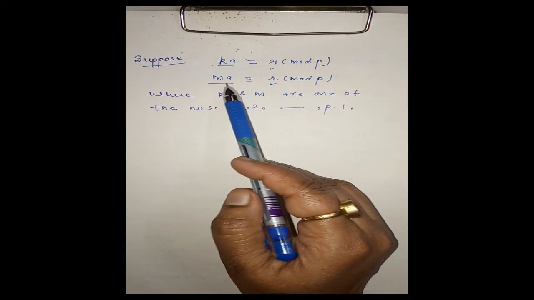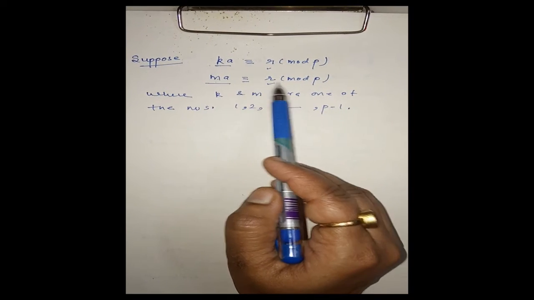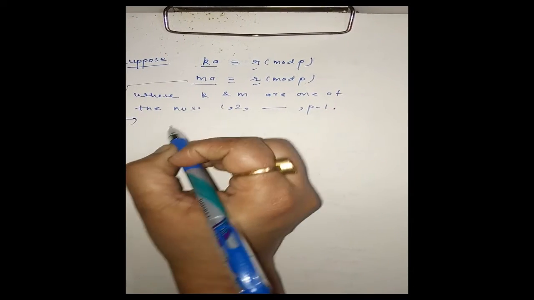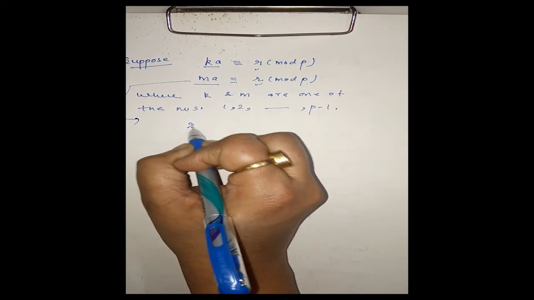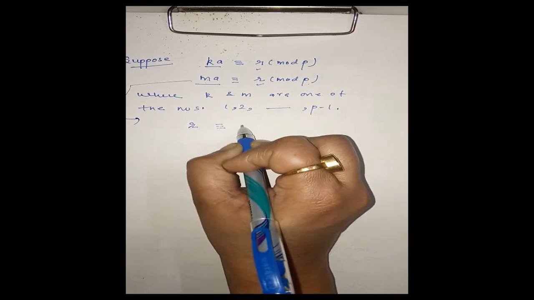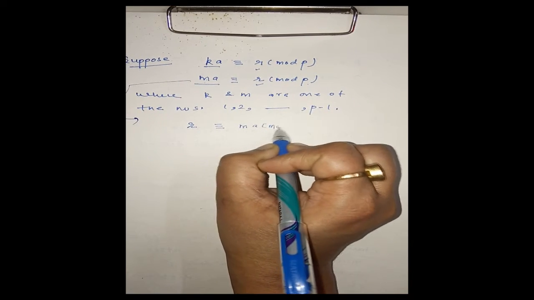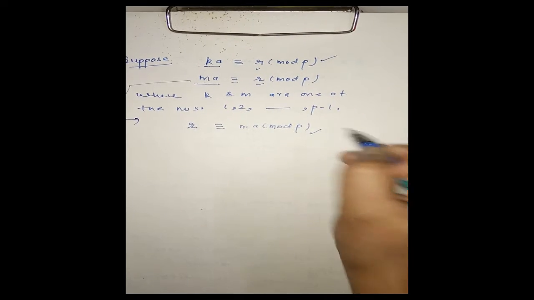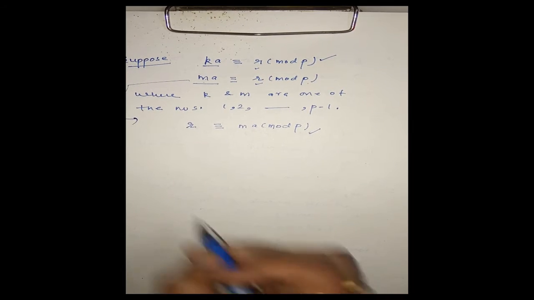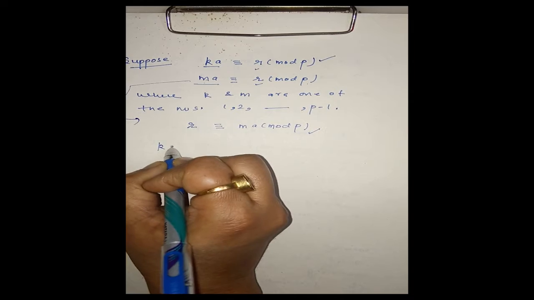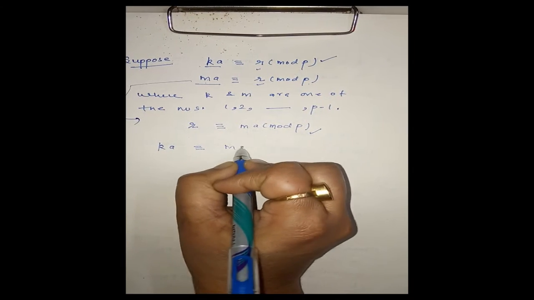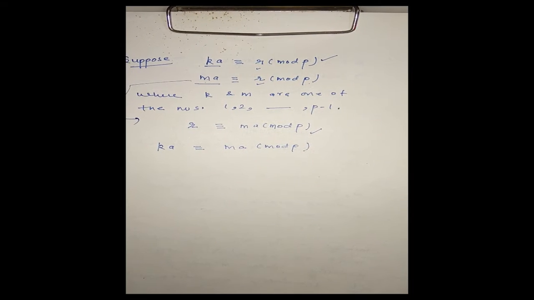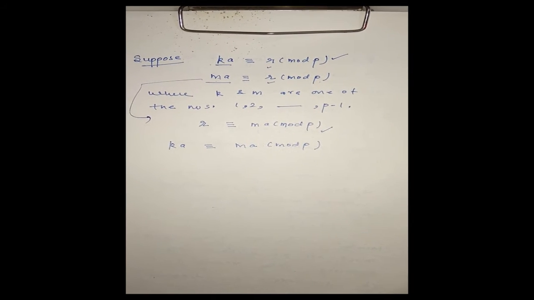Now from here, ma is congruent to r modulo p. Using the commutative property of congruences, this can be written as r is congruent to ma modulo p. Using this and the transitive property of congruences, we have ka is congruent to ma modulo p. Clear? I can write it like this.